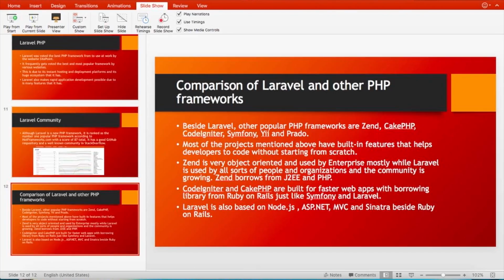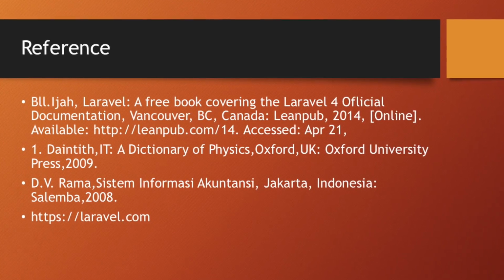Zend borrows from J2EE and PHP. CodeIgniter and CakePHP are built faster for web apps with borrowing libraries from Ruby on Rails, just like Symfony and Laravel. Laravel is also based on Node.js, ASP.NET MVC, and Sinatra, which is based on Ruby on Rails.